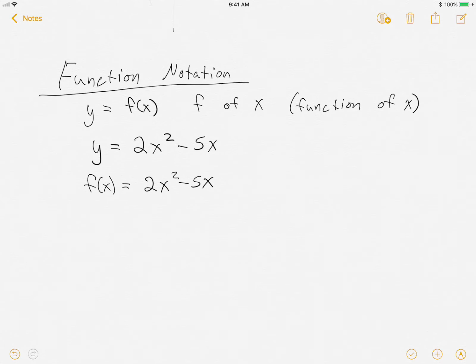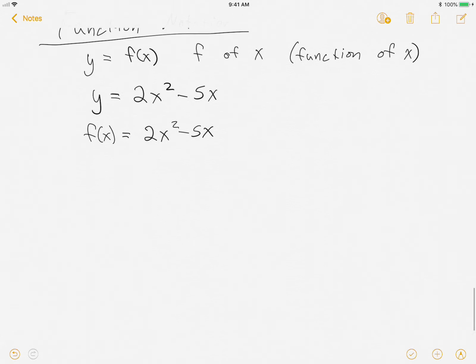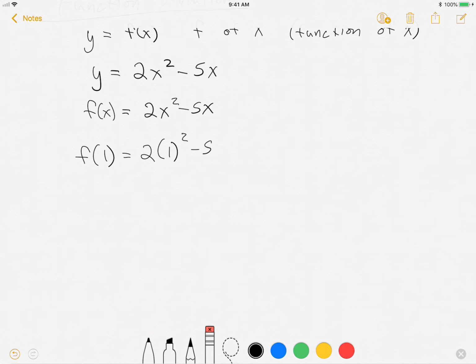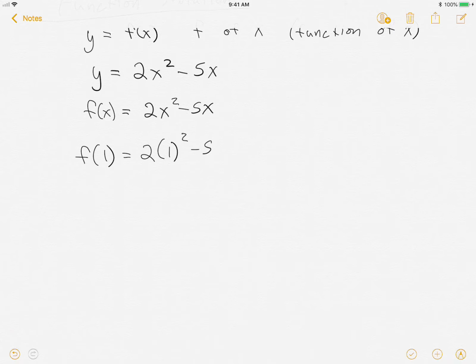So why is this handy? Why do we use function notation? Well, basically it's set up to where whatever's in the parentheses we will plug straight into the function. So if I want to find f of 1, if it's 2x squared minus 5x, I would do 2 times 1 squared minus 5 times 1, which is 2 times 1 minus 5, or 2 minus 5, which is negative 3.